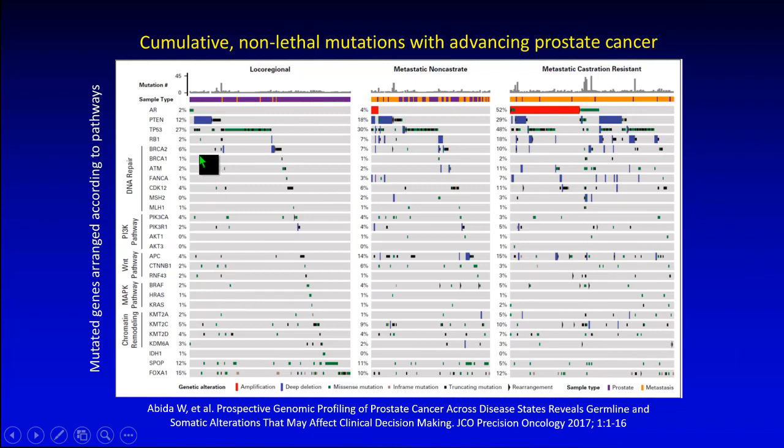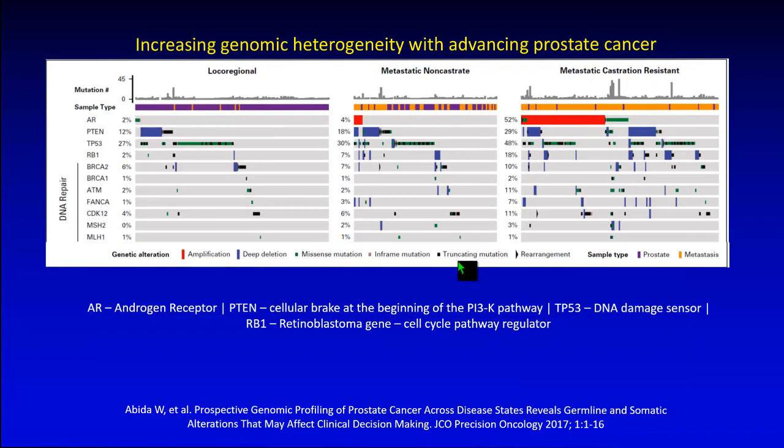The mutations are arranged according to cellular pathways, so DNA repair, we didn't hear about that today, but we heard about the PI3 kinase pathway today, we heard about the MAP kinase pathway. And if you look as you go from left to right, you see more mutations. So as patients move along their journeys, the number of mutations increases over time. This is genomic heterogeneity.